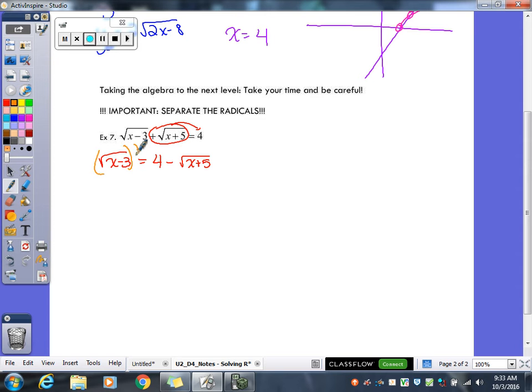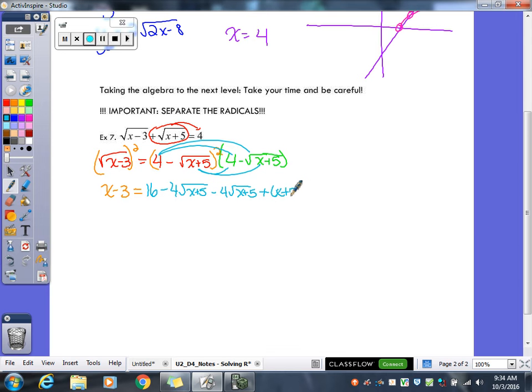And then, doing the same steps, squaring both sides. The left side is much easier to square than the other side, because remember, that's 4 minus radical x plus 5 times 4 minus radical x plus 5. So we have to do our distribution here. So we get 16 minus 4 square root of x plus 5 minus 4 square root of x plus 5. And then those cancel each other out, so we're left with x plus 5. So then cleaning up my like terms over here, I get a minus 8 radical x plus 5 plus x plus 5.